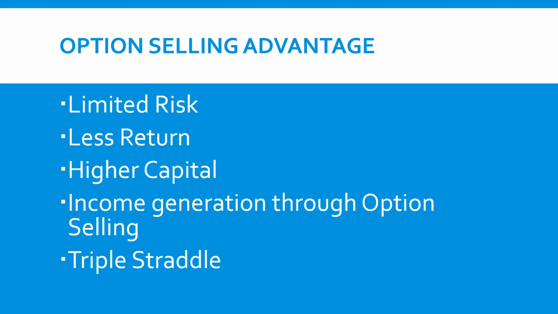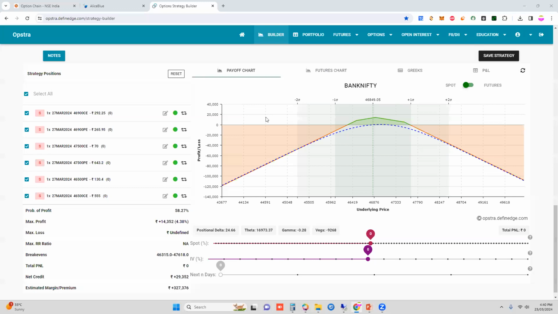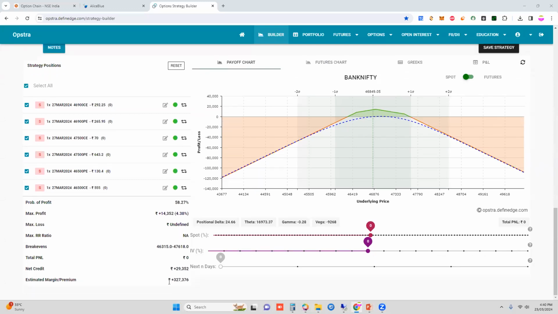Okay, is everyone seeing my Opstra? No? Okay, just a minute. Okay, capital required. Okay, I will tell the capital required and everything. Okay, so just listen to this point.